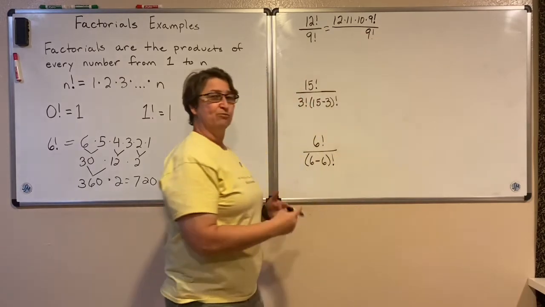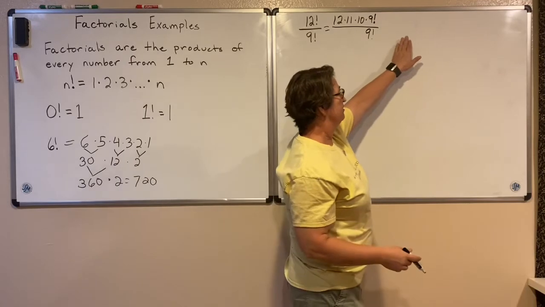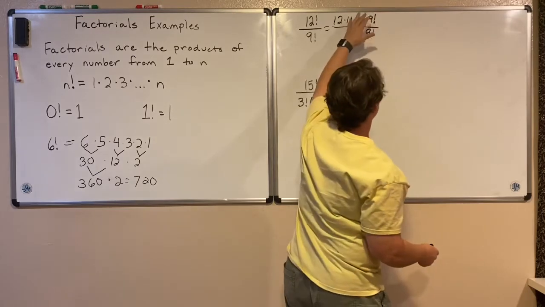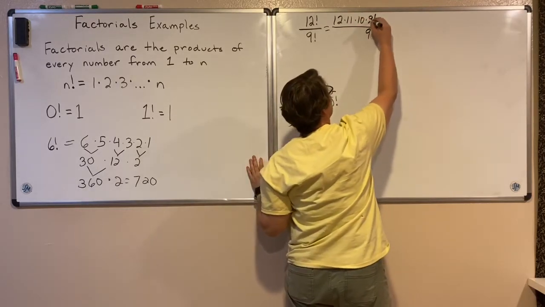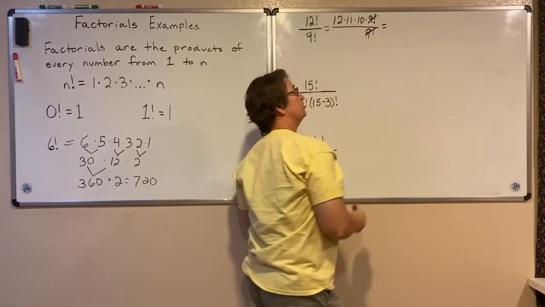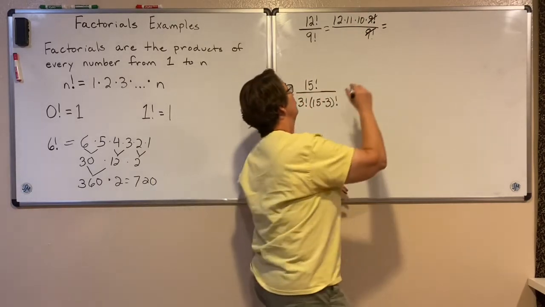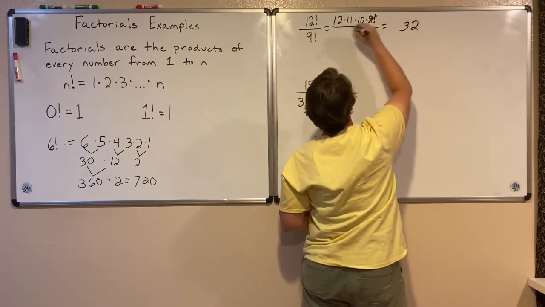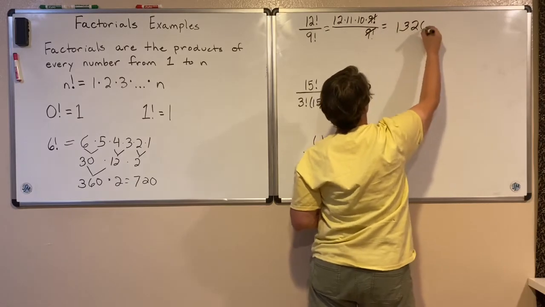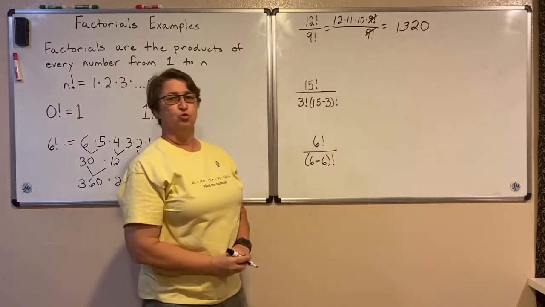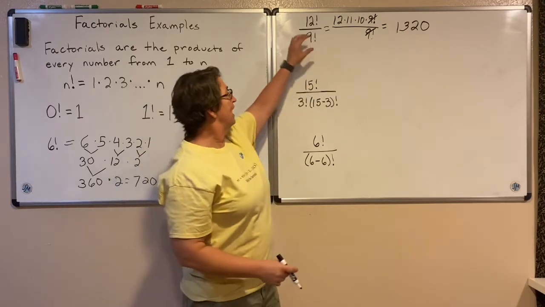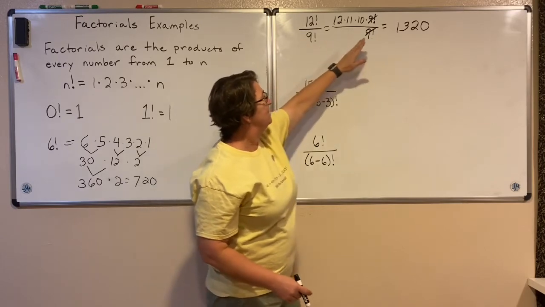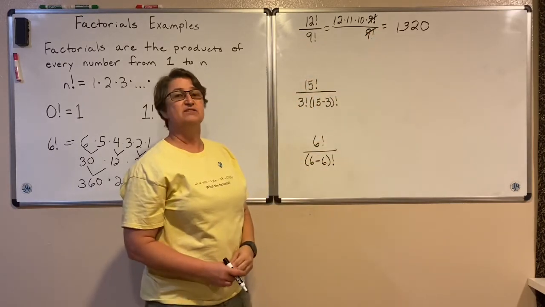And now I have the same thing on top, 9 times 8 times 7 times 6 times 5 times 4 times 3 times 2 times 1, as I do on bottom. Bottom and top are the same. So this divides to be 1, and it just leaves me with 12 times 11 times 10. Well, 12 times 11 is 132, and 132 times 10 is 1,320. So if you can see where to stop at a factorial, it makes it a little bit easier to simplify.